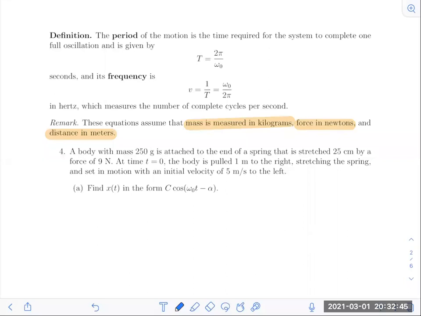So before we get started, let's write out all of the information that we have in front of us. So first of all, we have our mass. They give us the mass as 250 grams.